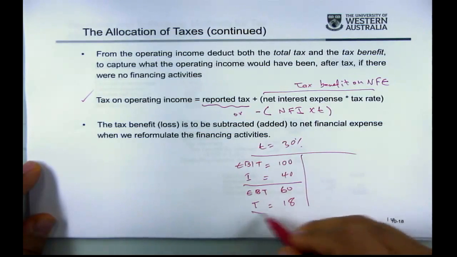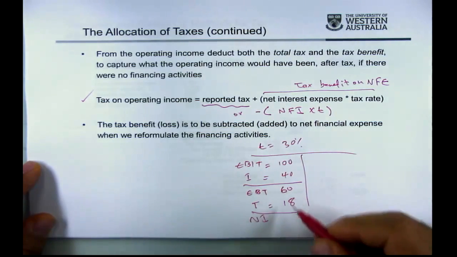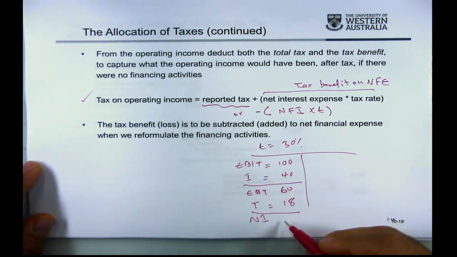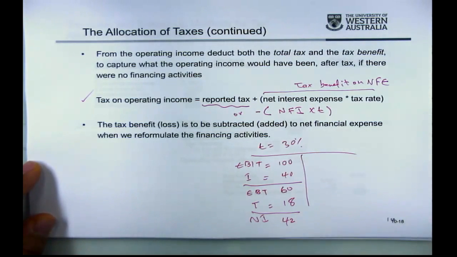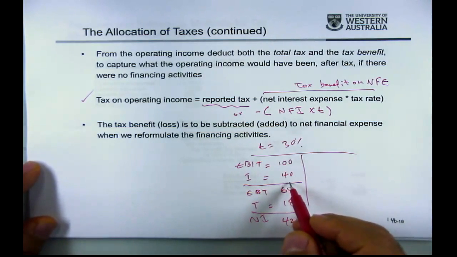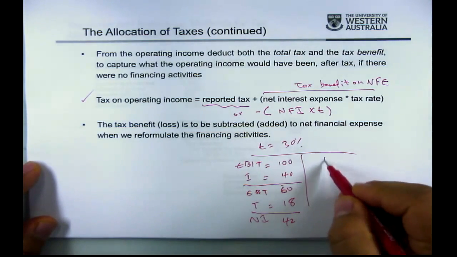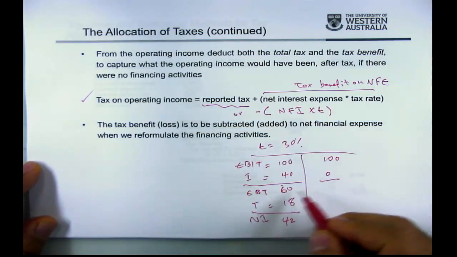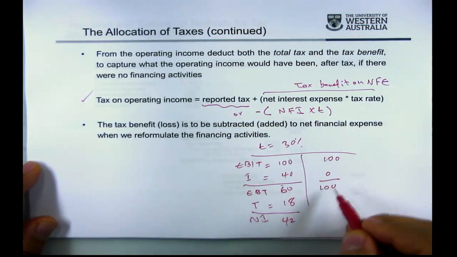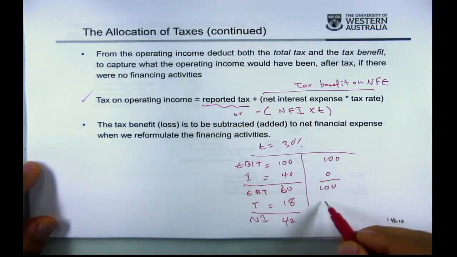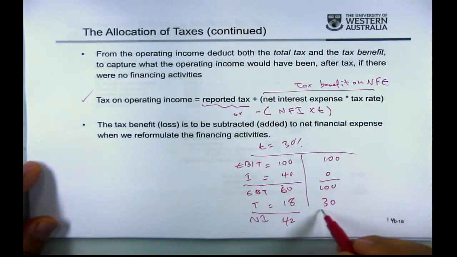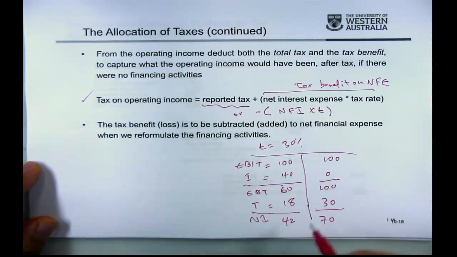18. What is the net income here? 60 minus 18, how much? 42. Okay. Now assume the firm didn't have the interest expense. Now we have 100, we have 0, we have EBIT equal to how much? 100, and the tax on 100 how much? 30, right? The tax on 100 is 30. The net income is how much? 70.